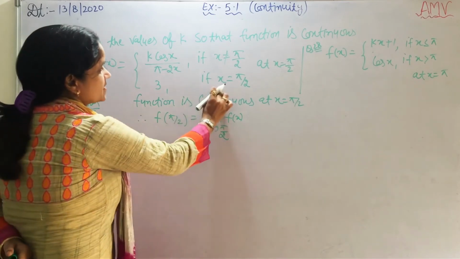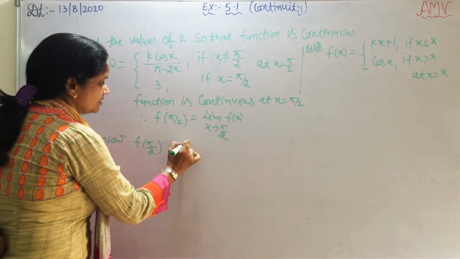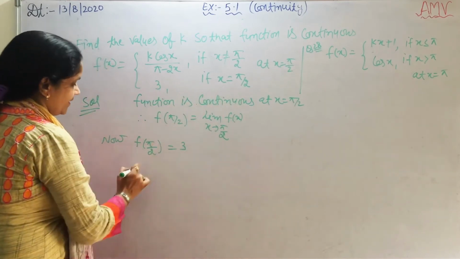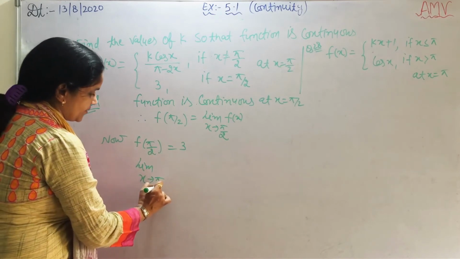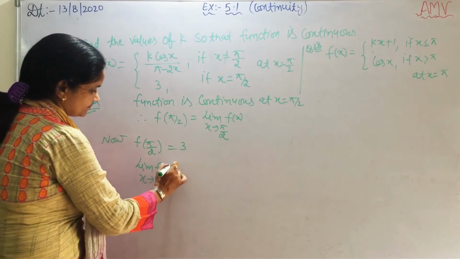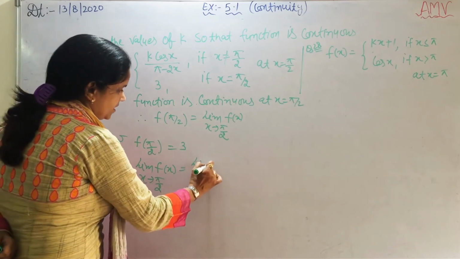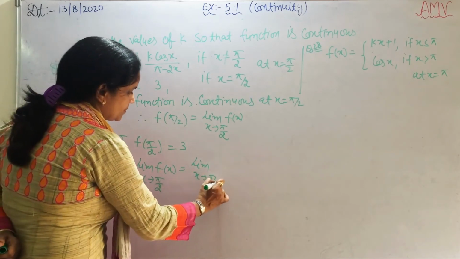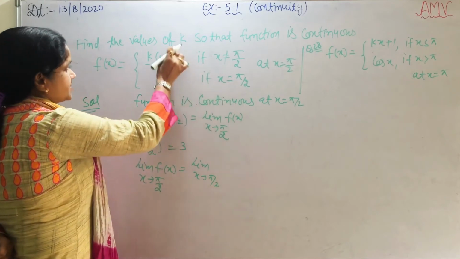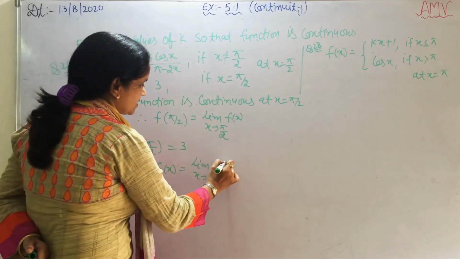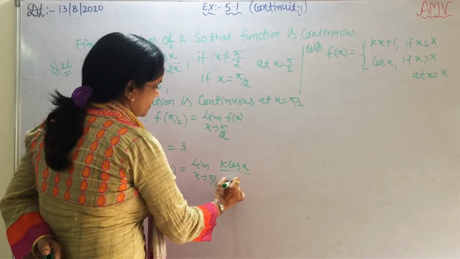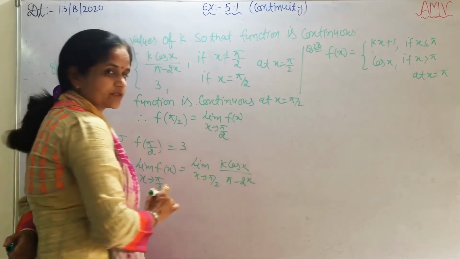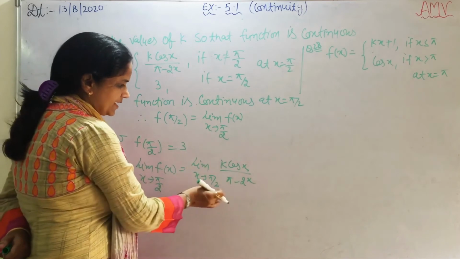is, when x is equal to pi by 2, value is 3. And limit x tends to pi by 2 f(x), limit x tends to pi by 2. Write the value of f(x). Here f(x) is k cos x by pi minus 2x. Now we have to find the limit.